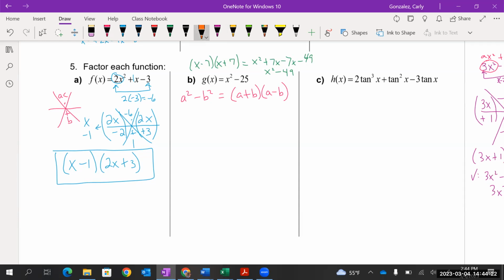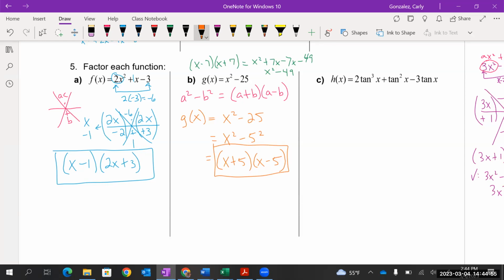So let's take a look. Let's look at g of x equals x squared minus 25. So we might notice, oh, that's like an x squared minus 5 squared. So that can be factored into an x plus 5 and an x minus 5. Again, if we were to multiply that out, we would see that those 5x's cancel, and we're just left with x squared minus 25.